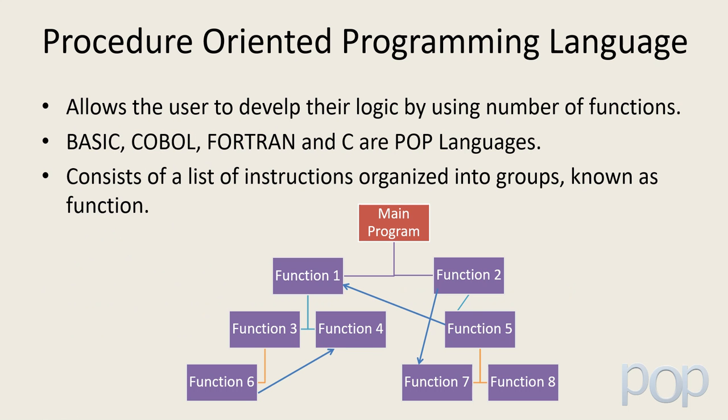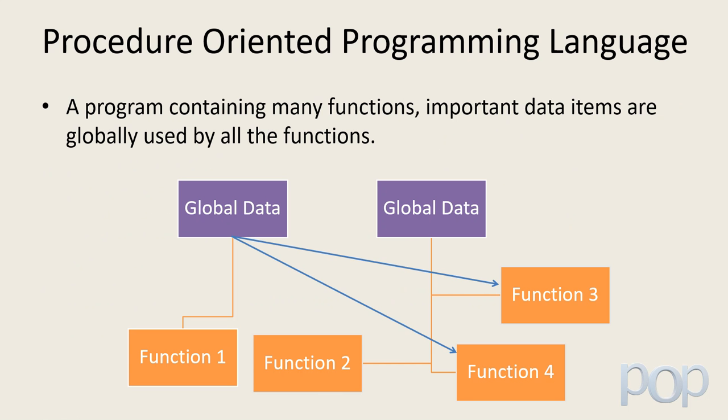It consists of a list of instructions organized into groups known as functions. So you can see you will have a main program here, and a lot of functions which are interrelated. You can see all the arrow marks, which means all the functions are interrelated. All the functions are organized into groups so that they can communicate between each other. A program containing many functions, so you can see that you will have many functions in a program.